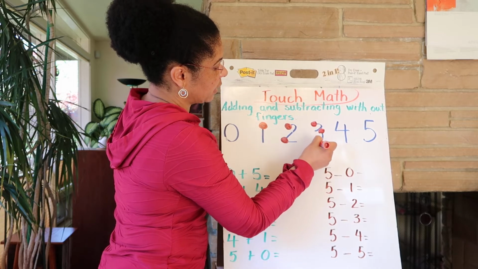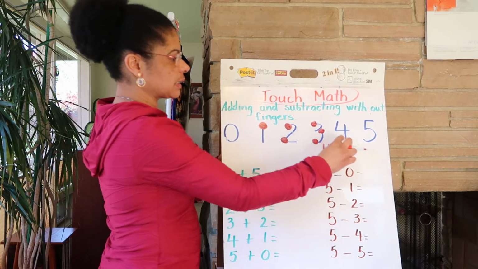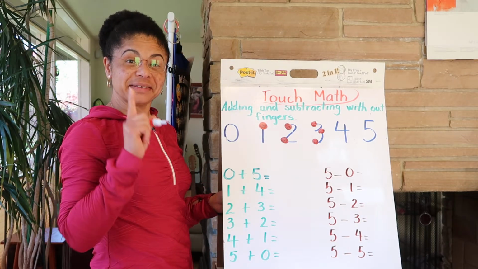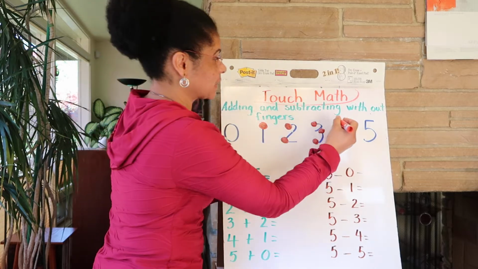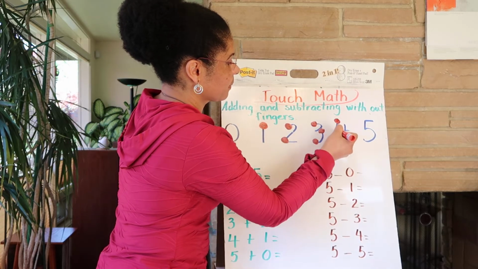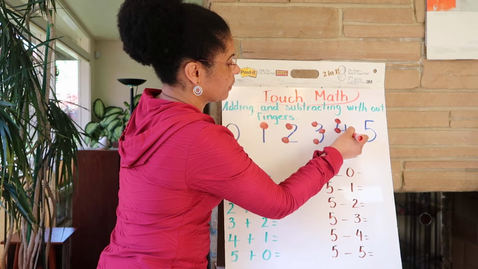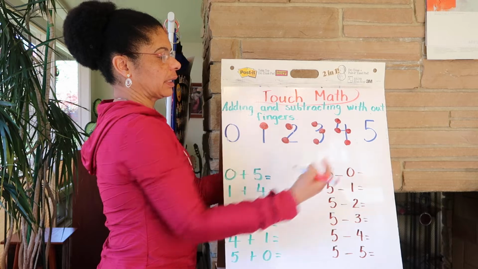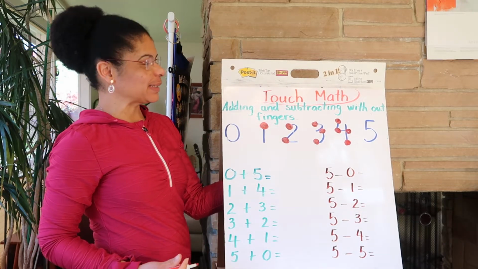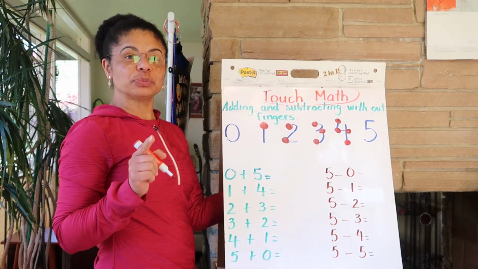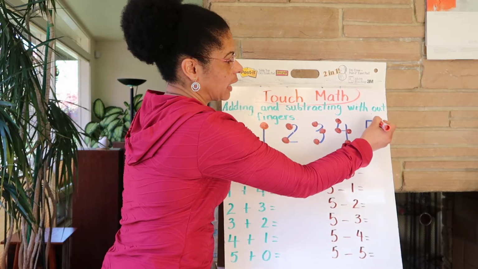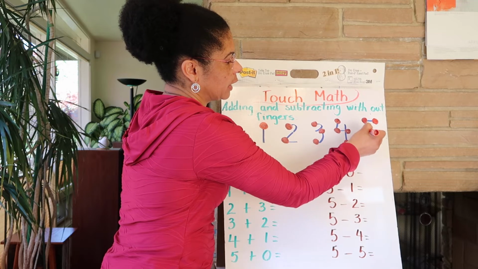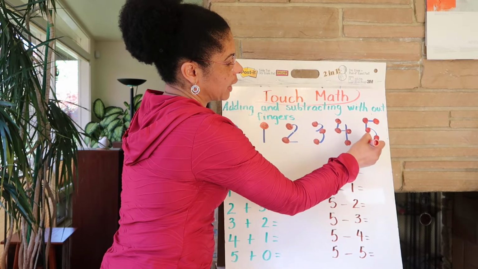This is number 4, and how many dots am I going to put? You got that right, 4 dots. 1, 2, 3, and 4. And last but not least is number 5. I'm going to put 5 dots on number 5. 1, 2, 3, 4, and 5.